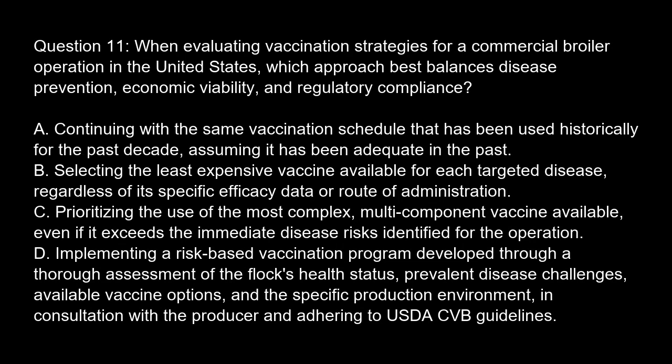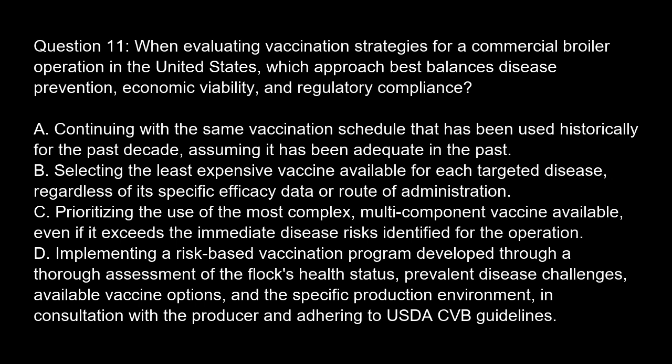Question 11. When evaluating vaccination strategies for a commercial broiler operation in the United States, which approach best balances disease prevention, economic viability, and regulatory compliance? Option A. Continuing with the same vaccination schedule that has been used historically for the past decade, assuming it has been adequate in the past.